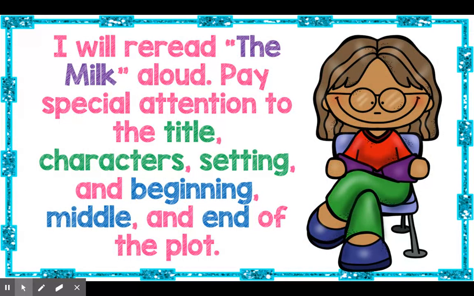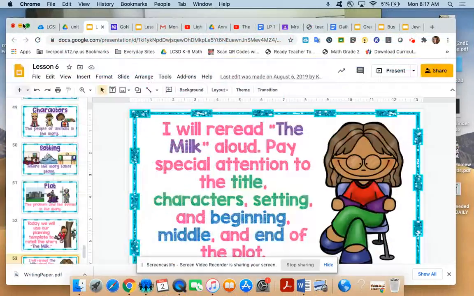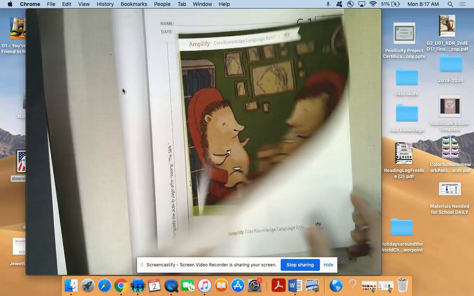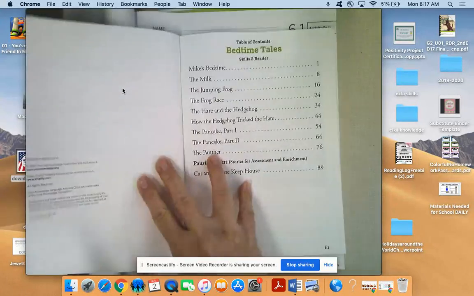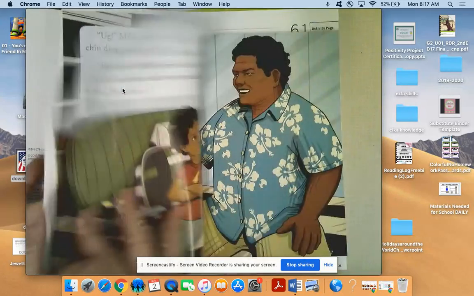Okay, I'm going to reread The Milk. So I'm going to go over to my doc camera. Hold on one moment. Make this small for just a minute. And I'm turning to the story, The Milk. It's on page 8. We read this already. This is a reread.